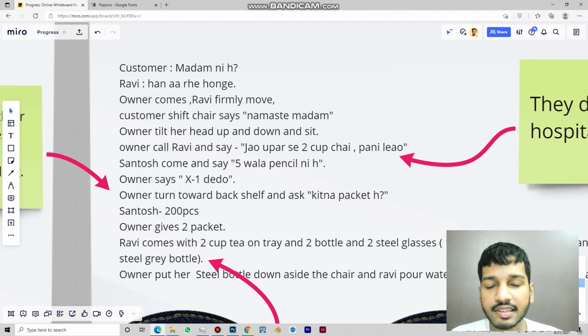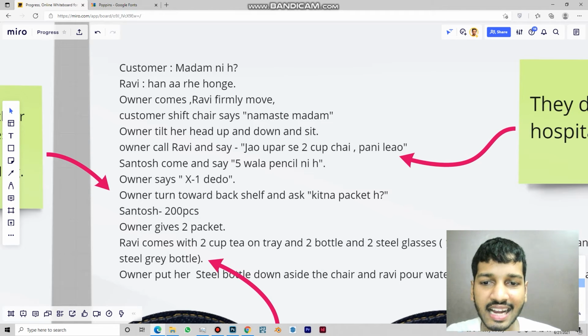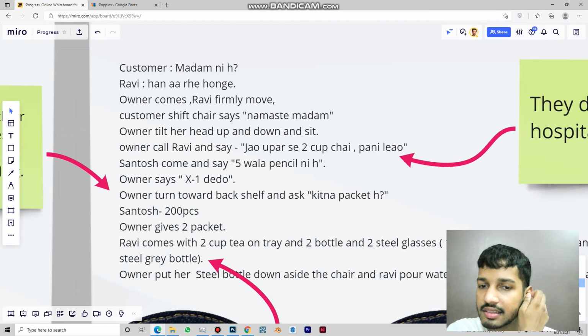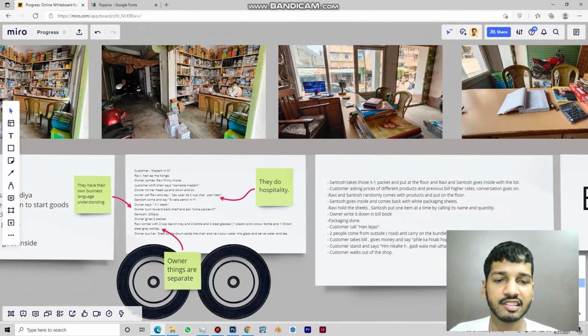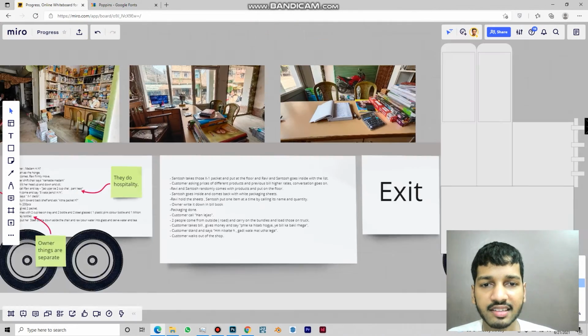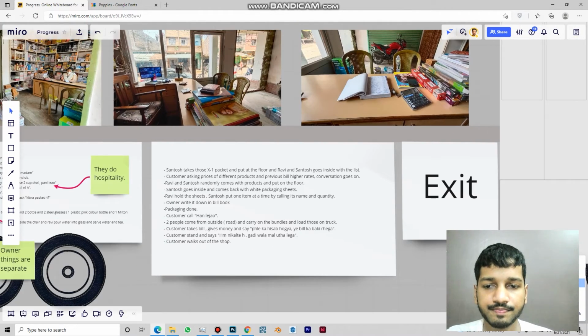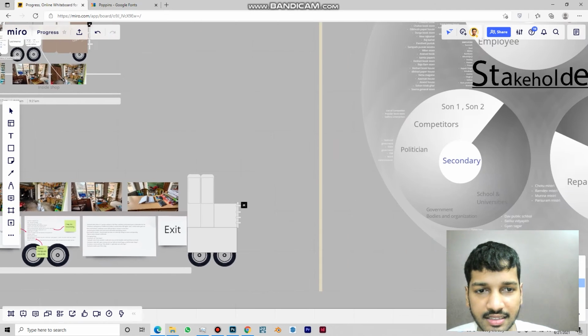A few things they were saying directly since they had some understanding. Like the person said 5 pencils and the owner says "X1 दे दो." The employee said "200 piece चाहिए" and the owner gave him 2 packets. So they already had this understanding. Then how Santosh asked for the packet, in detail. You can pause this video if you want to read. I'm going next.